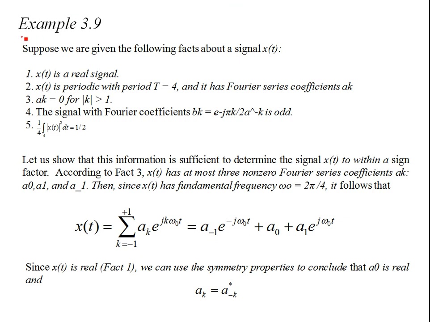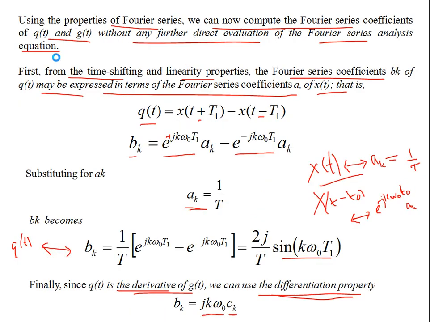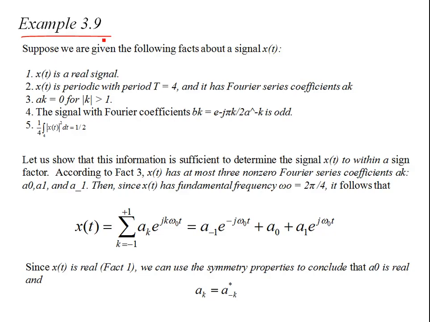This is yet another example, 3.9, a bit more involved than 3.8 and 3.7. So 3.6, sorry, we have considered 3.8 and 3.6. 3.7 is not clear. Okay, so again 3.9 is from your course text, Oppenheim and Willsky. What it says is, suppose you are given the following facts about the signal xt. The first fact says that xt is a real signal. This should imply that the ak's are also real.